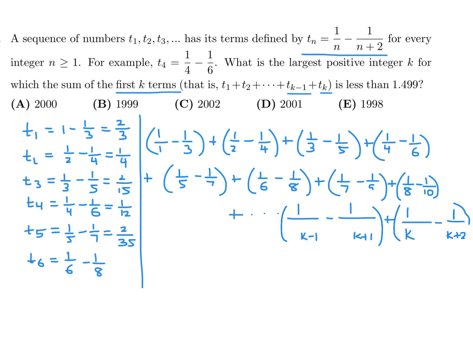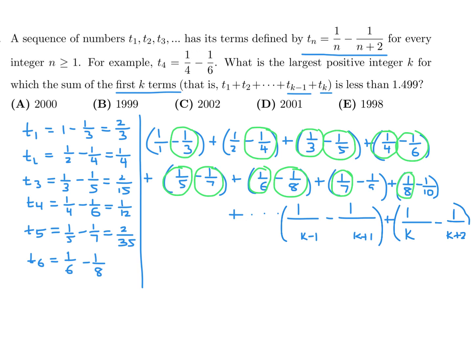Now let's see if I can show. This minus 1/3 will cancel with this positive 1/3. This minus 1/4 will cancel with that. This minus 1/5 will cancel with that. Minus 1/6 will cancel with this. You guys see a pattern here. Minus 1/7 will cancel with that. Minus 1 over 8 will cancel with that, and so on.